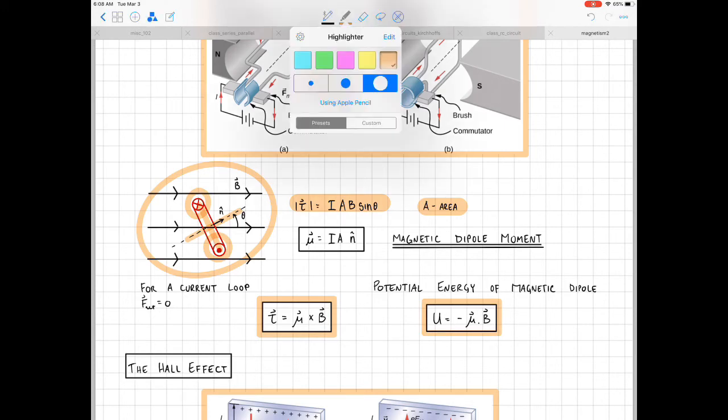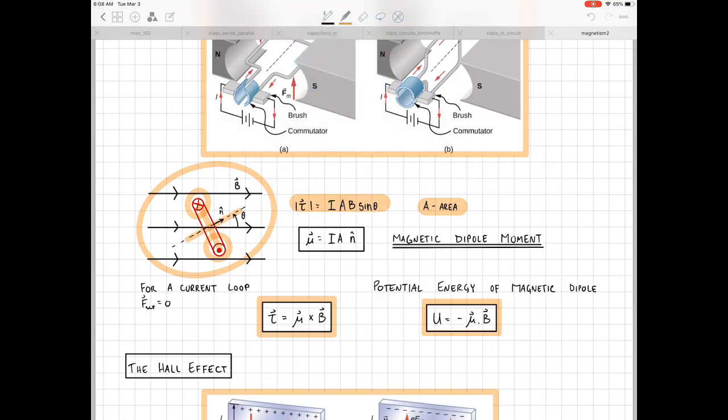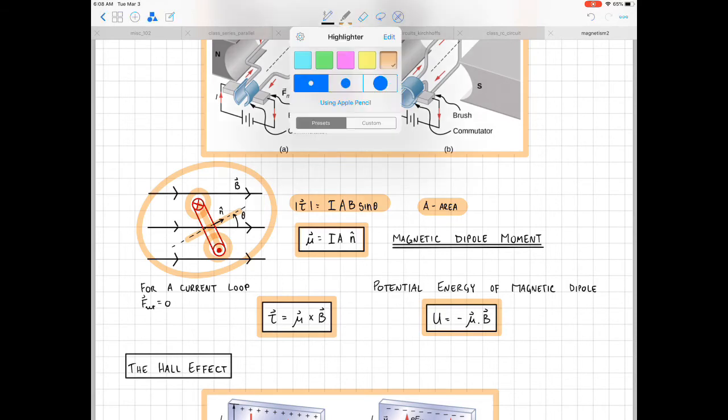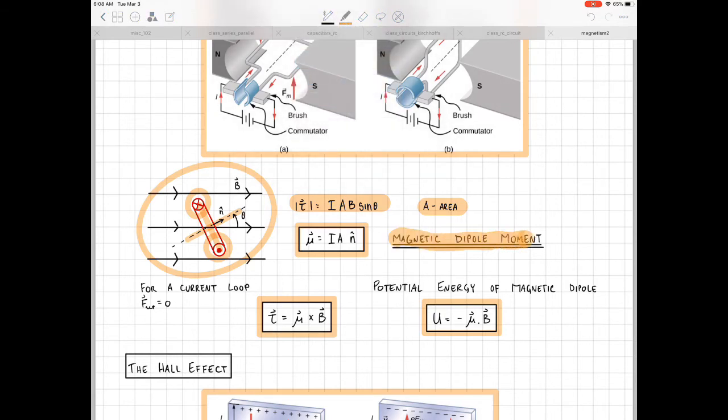And so we can define something called the magnetic dipole moment. The magnetic dipole moment is defined for any loop of wire, and it is defined as the current through the loop multiplied by the area of the loop. And it's a vector, so the direction of the magnetic dipole moment is the direction of the A vector.